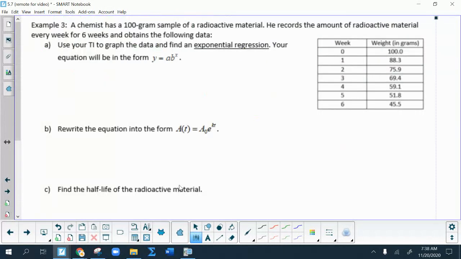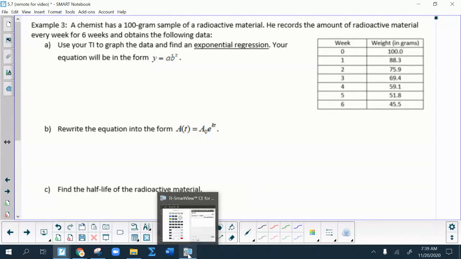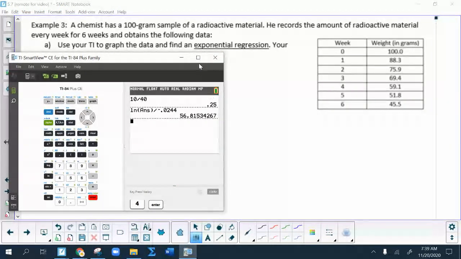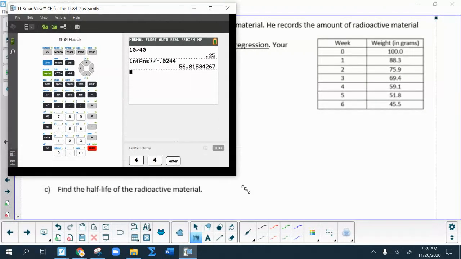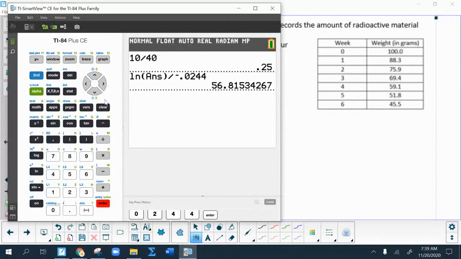All right, so here's the one where we're going to do regression. It says a chemist has a 100-gram sample of radioactive material. He records the amount of radioactive material every week for 6 weeks to obtain the following data. So he starts with his initial amount, and then every week after he records how much was in there. We want to find an exponential regression equation in the form of y equals a times b to the x to match the data. I'm going to remind you how to do this. And remember, as we go through, to stop the video if you need to type things and copy things down.